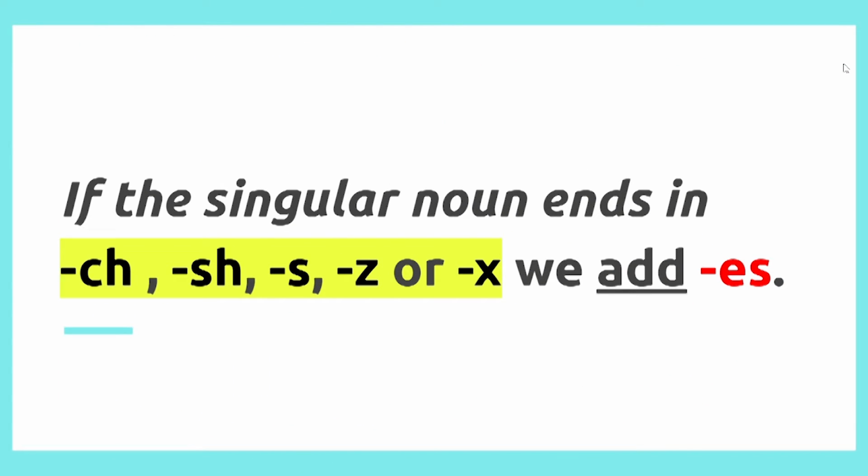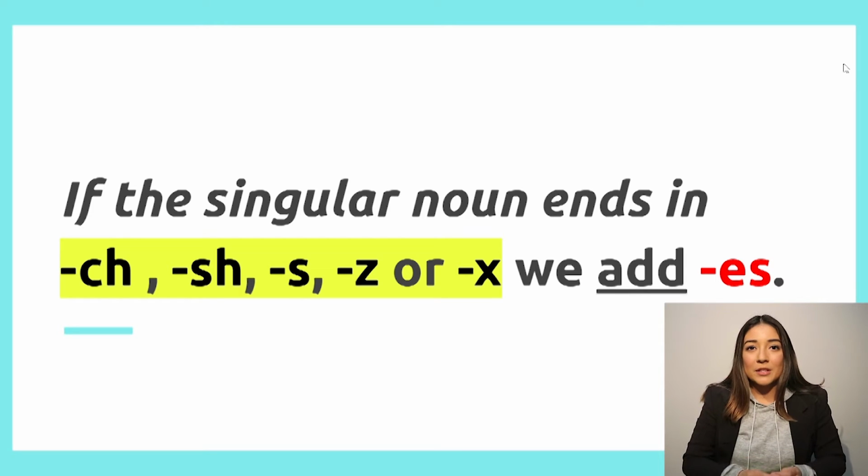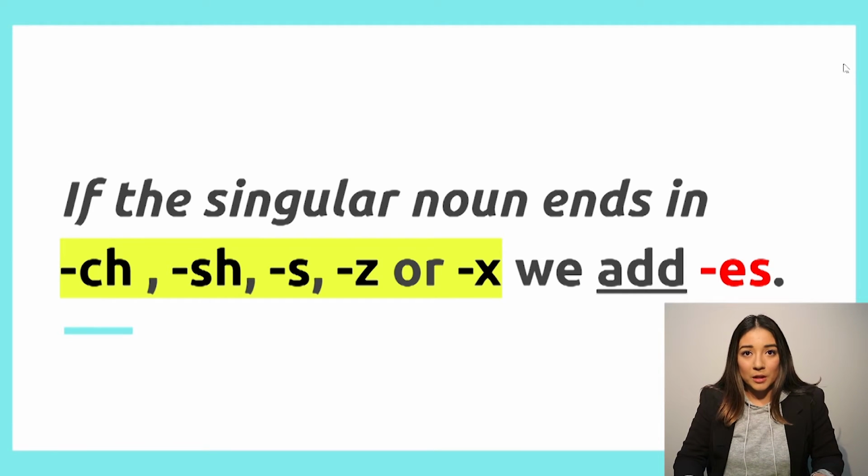Now, when we come across singular nouns that end in SH, CH, S, Z, or X, we don't simply add an S. This is because of the sound at the end of those words. If we simply added an S, it would just elongate the ending of the word, and it would be very difficult for us to differentiate between the singular and the plural. When we come across words with these endings, we add an ES.